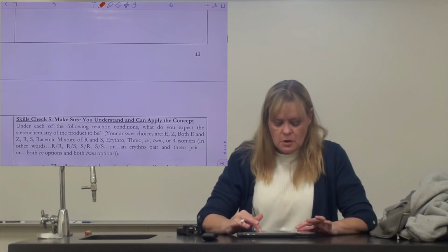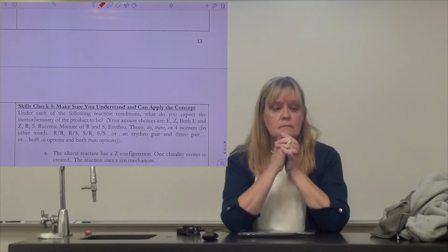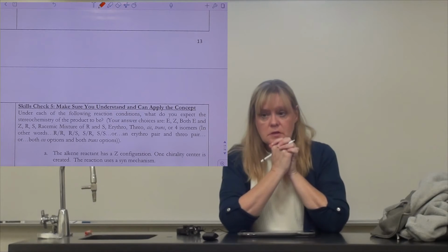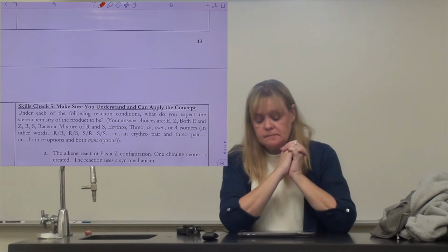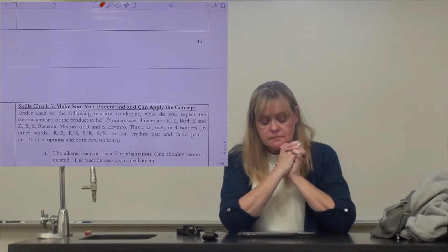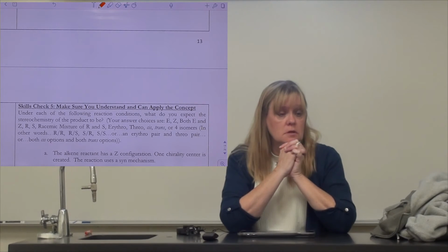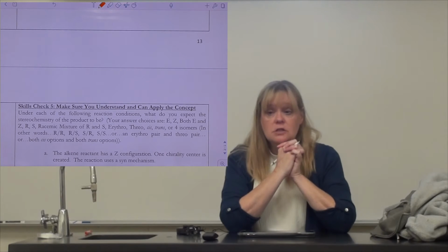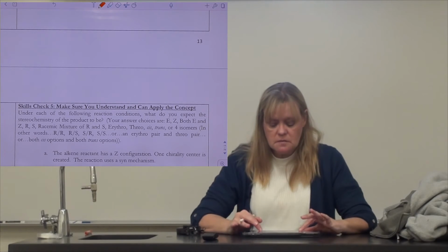Okay, so I'm going to have you jump down to page 14 to work the skills check problems, so you can see how it applies. If an alkene reactant has a Z configuration and 1 chirality center is created and you have a syn mechanism, what's the stereochemistry going to be of the product? It's R and S because you have 1 chirality center. So it didn't even matter that it's a syn mechanism.